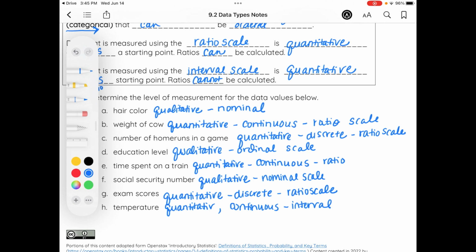And that concludes the different levels of measurement, the difference between discrete and continuous data, and then quantitative or qualitative data.